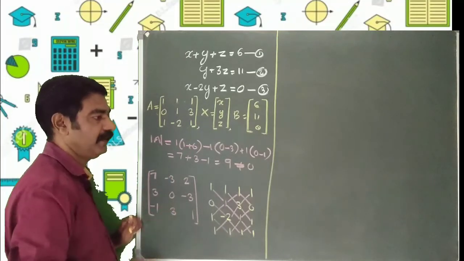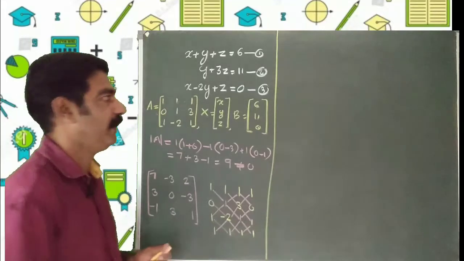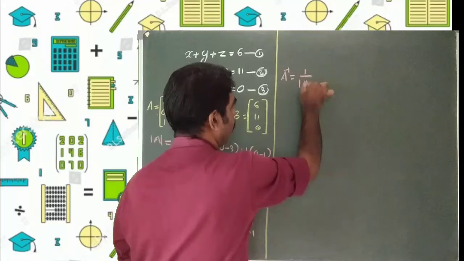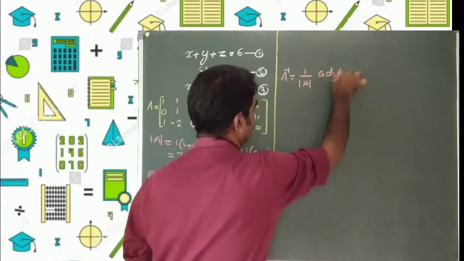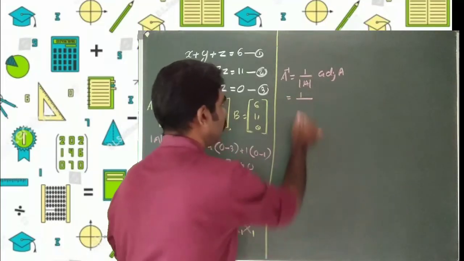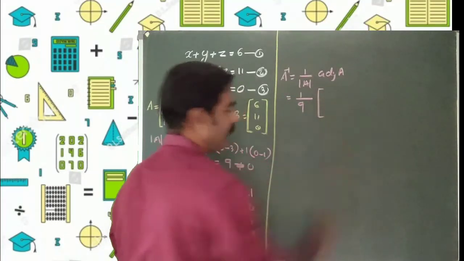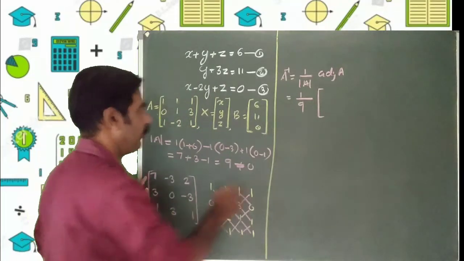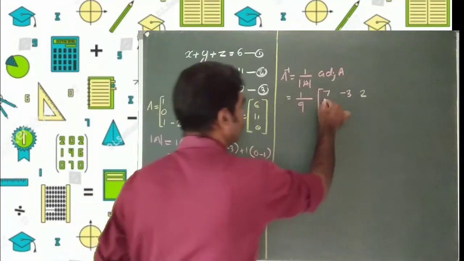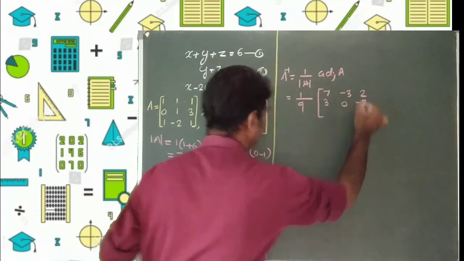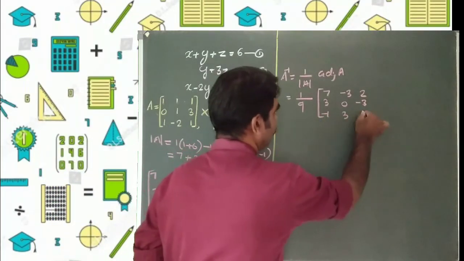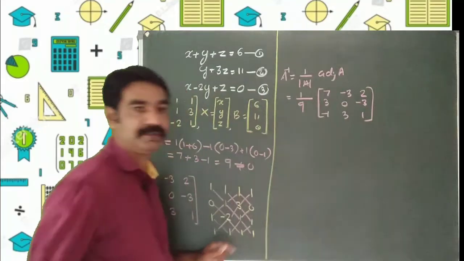We got the adjoint. Now, after getting it, we have to find A inverse. What is the formula for A inverse? A inverse is equal to 1 by determinant into adjoint. That's equal to 1 by 9 into the adjoint, so this is the adjoint: [7, minus 3, 2; 3, 0, minus 3; minus 1, 3, 1]. So we got A inverse.